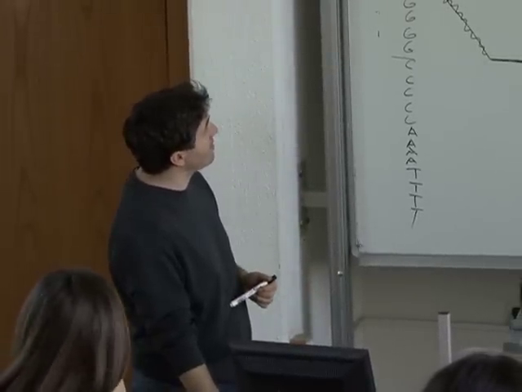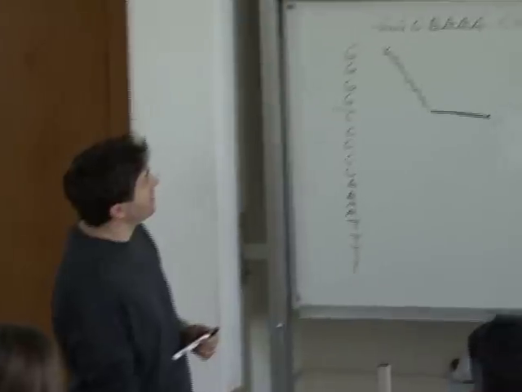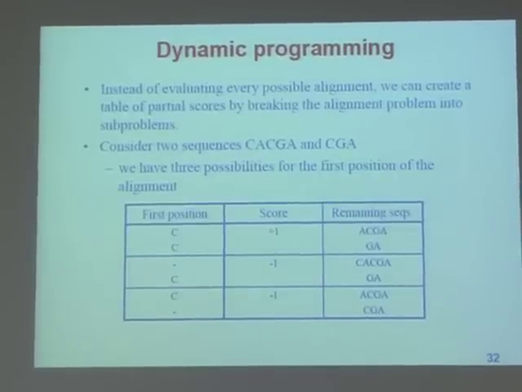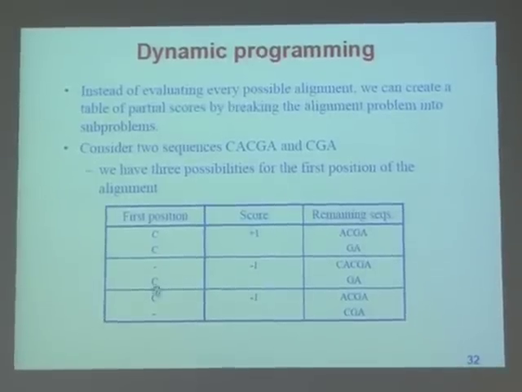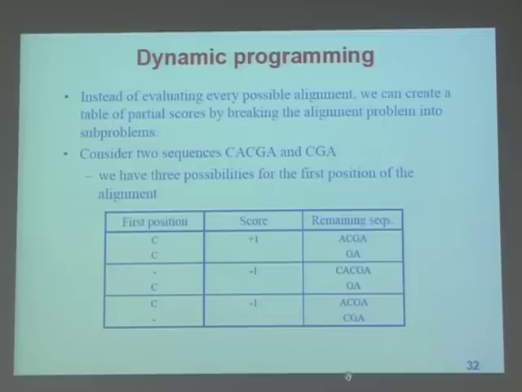The first position alignment of the alignment can be either CC, gap C, or C gap. There cannot be anything else. If you look at the final alignment, the first position needs to be one of these. But right now, by looking at the overall alignment, we cannot tell for sure which of these options is going to exist in the final alignment.